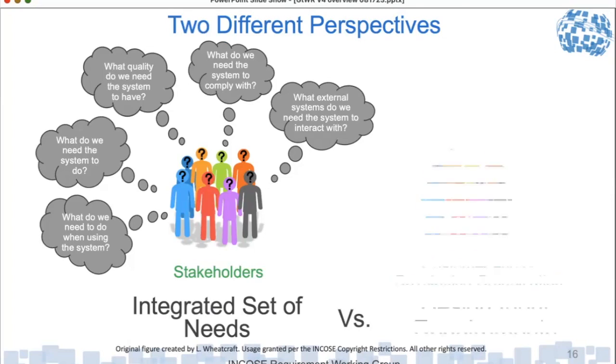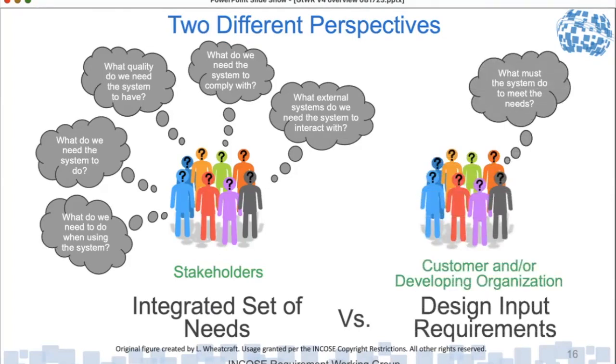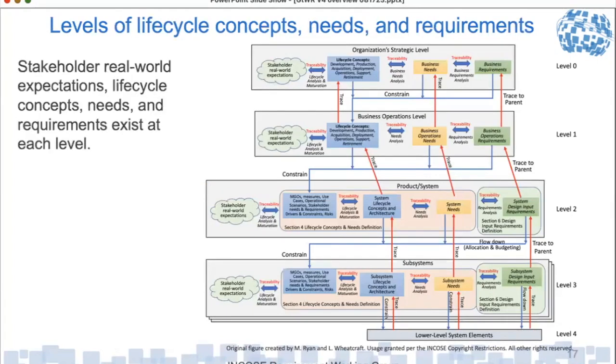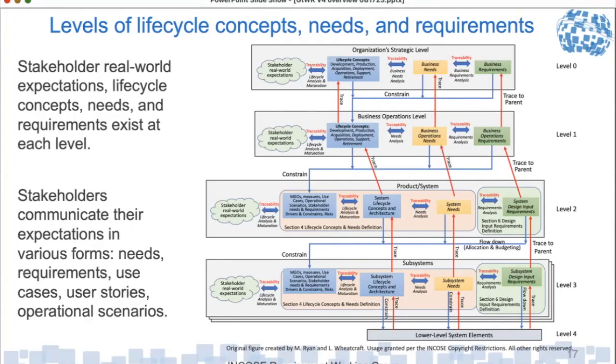When we switch perspectives now for the design input requirements, we're saying, what does the system need to do to meet the needs that we defined? There are different levels: the strategic level, the business operations level, your system level, subsystems, system elements. The stakeholder real world expectations, lifecycle concept needs and requirements exist at each level. Stakeholders communicate their expectations in various forms. You have stakeholder needs and requirements, but also people use use cases, user scenarios, stories, operational scenarios. And so you can see from one level, there's a flow down, and what's defined at one level constrains the next level down. And then we go through all these processes.